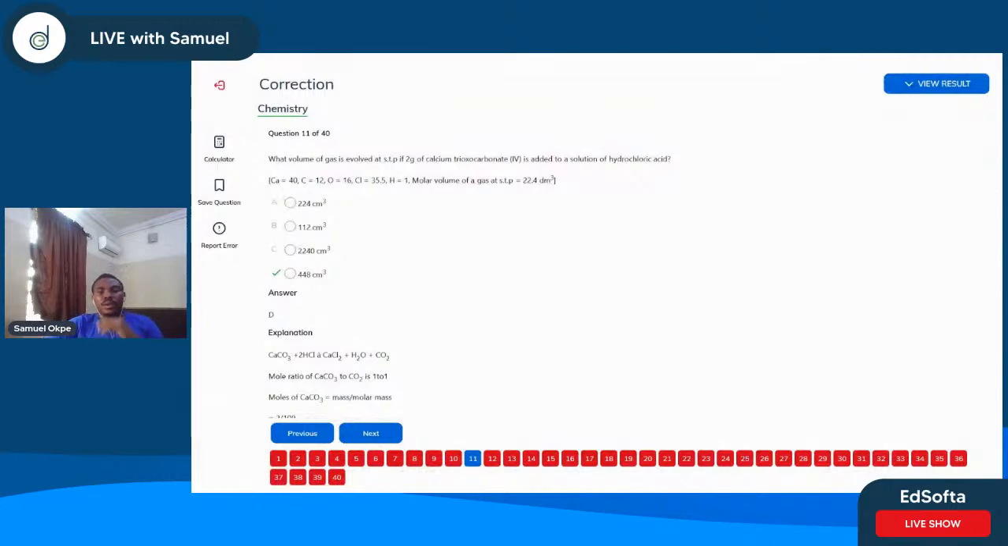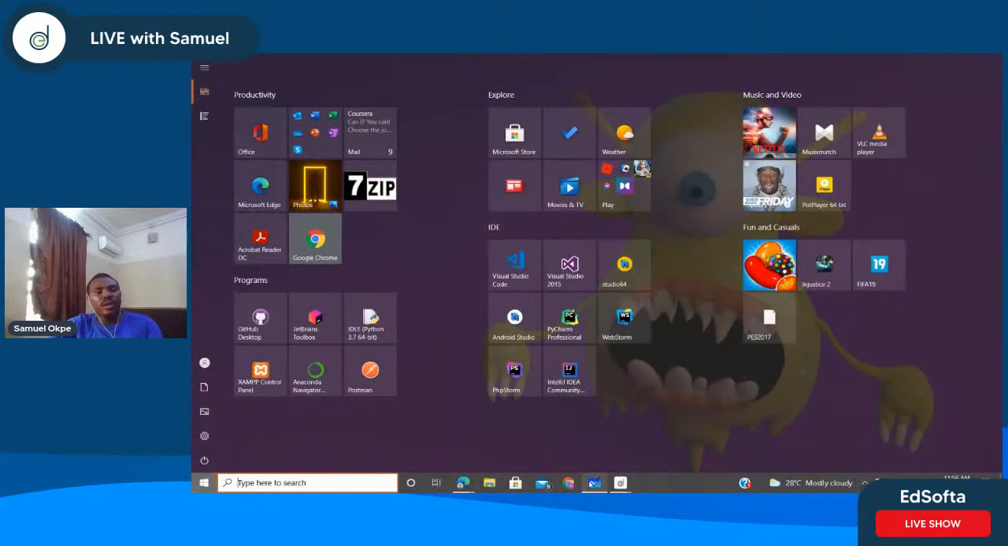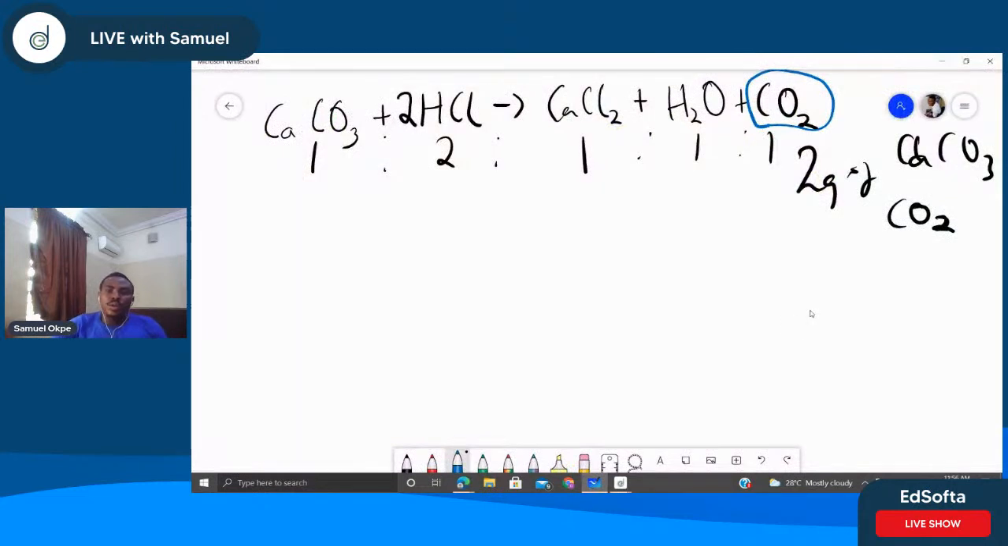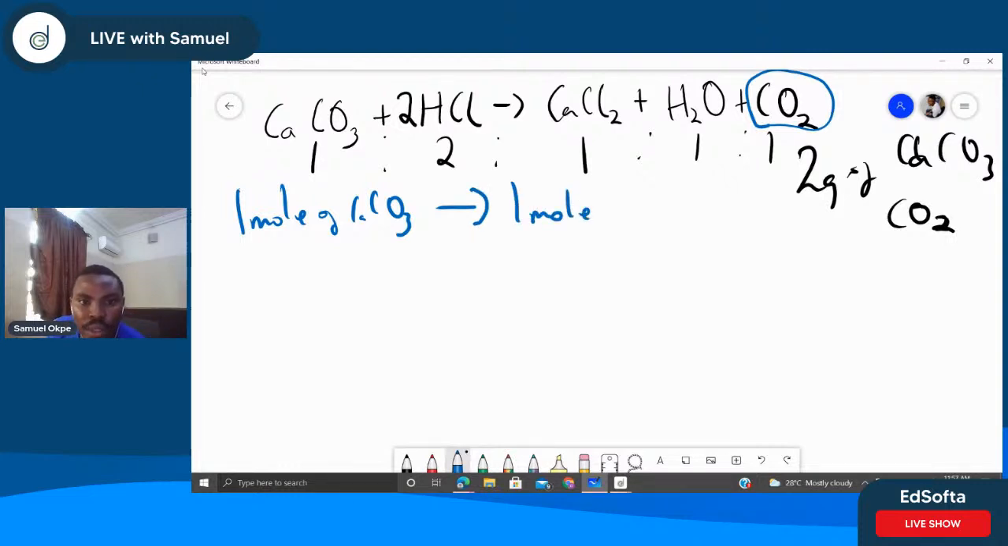Okay. So now we need to solve the question. We know we have 2 grams of CaCO3, but based on the equation, we know that 1 mole of CaCO3 is going to give us 1 mole of the gas CO2. But now take cognizance that we are not using 1 mole to react, we are reacting with just 2 grams. So we need to change these 2 grams to moles. So how do we change these 2 grams to moles?